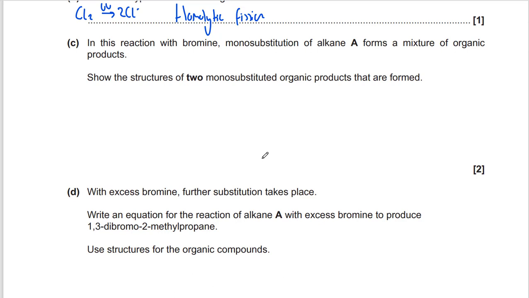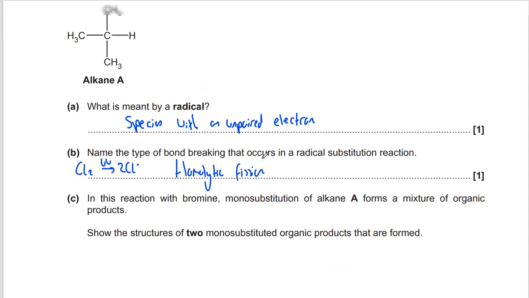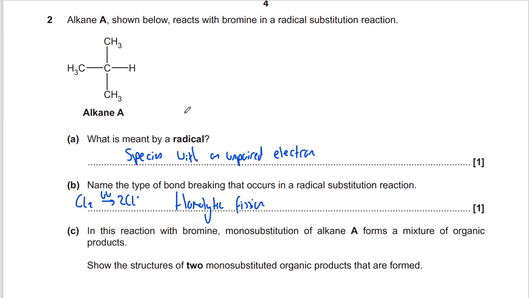In the reaction, monosubstitution forms a mixture of organic products. So what are the products? If you take a look back at our alkane, monosubstitution, of course, means we've got 1 bromine adding on, and it just has to show the 2 different products you can get. From this, you've got 3 CH3 groups and a lone hydrogen. So if you replace one of the hydrogens with bromine, there's going to be 2 possible outcomes. You can either replace this hydrogen here.